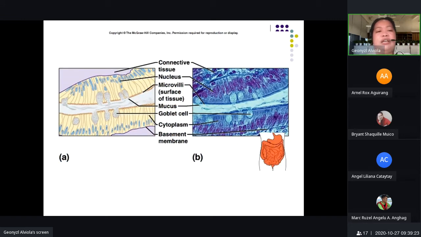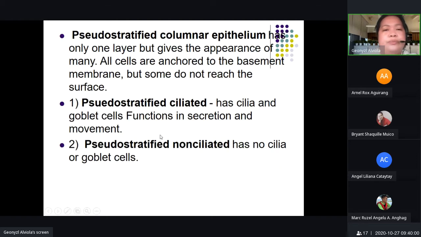So we have here the simple columnar found in our gastrointestinal tract. These are the goblet cells. This thin layer is called the cilia. Here there are no cilia, but there is a microvilli surface. This is the goblet cell. This is a drawing, and this is the actual microscopic tissue.